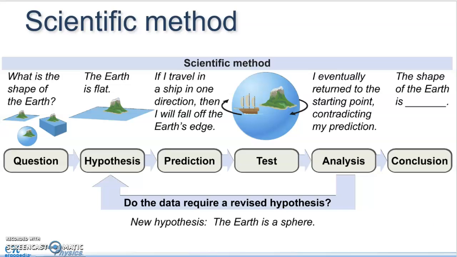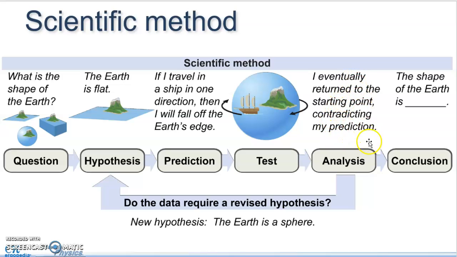All right, so here's a flowchart showing the scientific method and how it relates to the Earth being flat. You could start out with a question: what is the shape of the Earth? You have a hypothesis. Let's go with flat. So if the Earth is flat, you travel in a ship in one direction and you will fall off the Earth's edge. Well, you test it, and then you end up returning to your starting point.